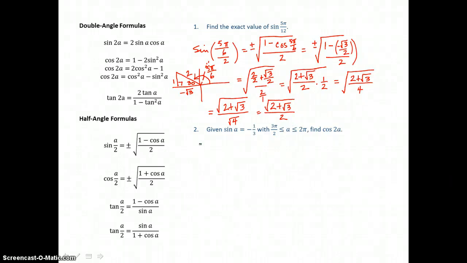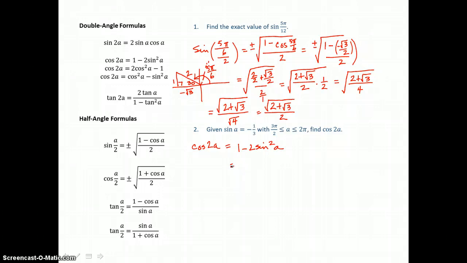In our second example here, we have the sine of a given as negative 1/3, and a is between 3 pi over 2 and 2 pi, so its terminal side is in the fourth quadrant. We want to find the cosine of 2a. So replacing the cosine of 2a with one of our three possibilities here, I would choose the one with just sine in it. So I can replace cosine of 2a with 1 minus 2 sine squared a.